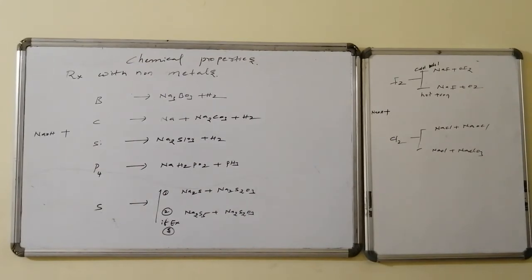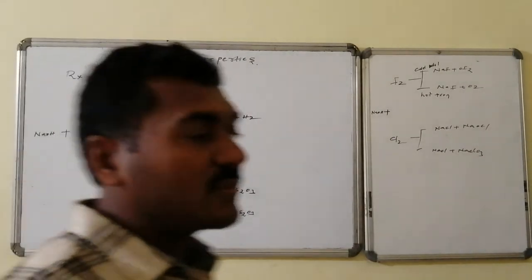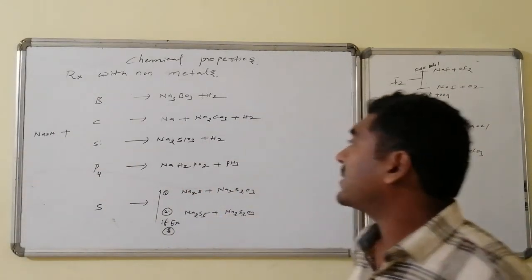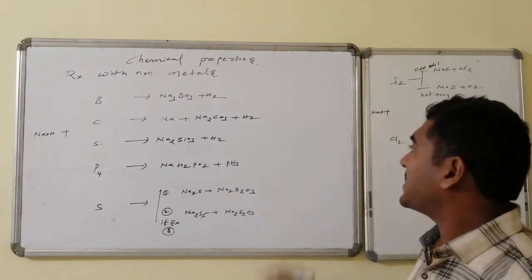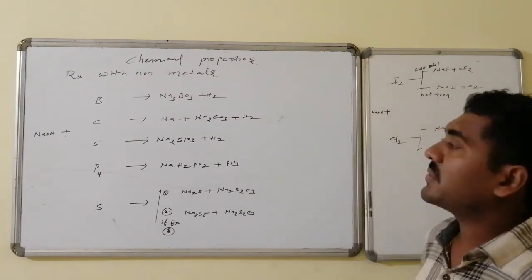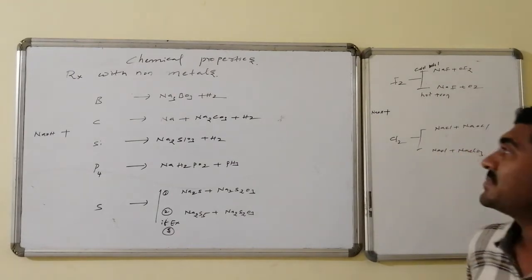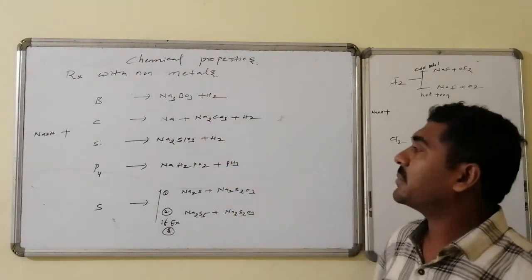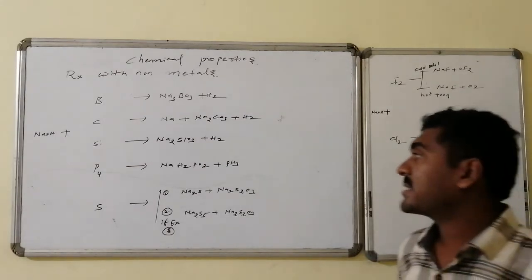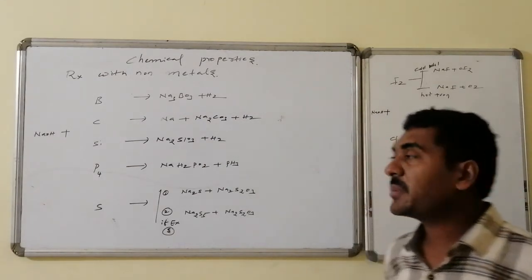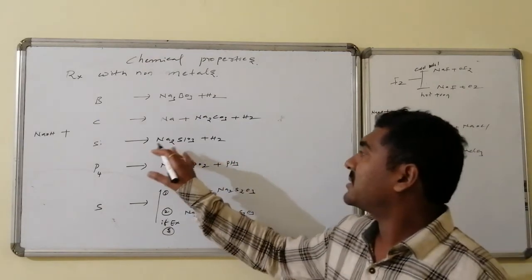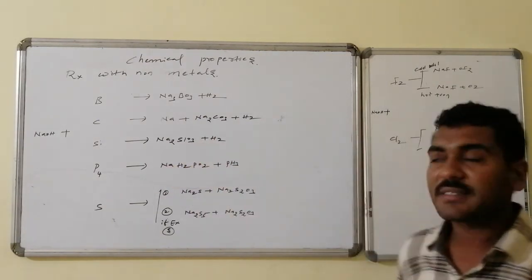Reaction with non-metals. Sodium hydroxide on reaction with boron forms boric acid. On reaction with carbon, a special reaction leads to the formation of sodium carbonate and hydrogen. In every case, hydrogen gas is liberated. Sodium hydroxide on reaction with silicon gives sodium silicate followed by hydrogen, because here silicon undergoes oxidation and hydrogen undergoes reduction.